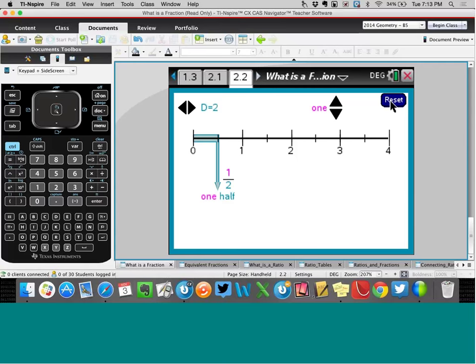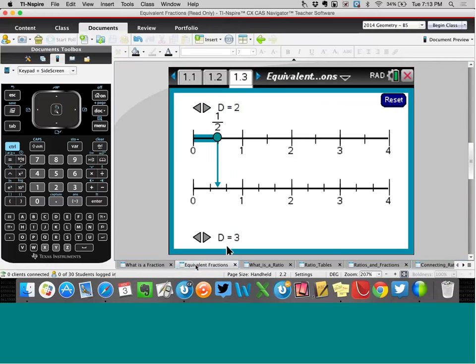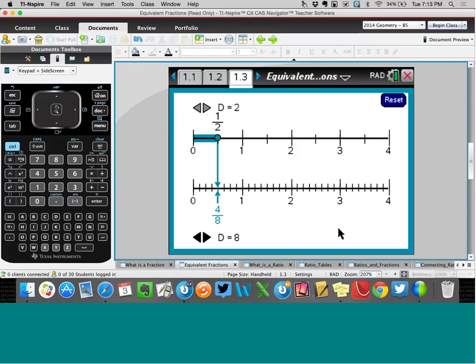So thinking about that as we move into a high school class with the unit circle. Let's think for a minute now about equivalent fractions. So we would say that 1/2 and 4/8 are equivalent fractions. So tell us in the chat what you think it means for 2 fractions to be equivalent.